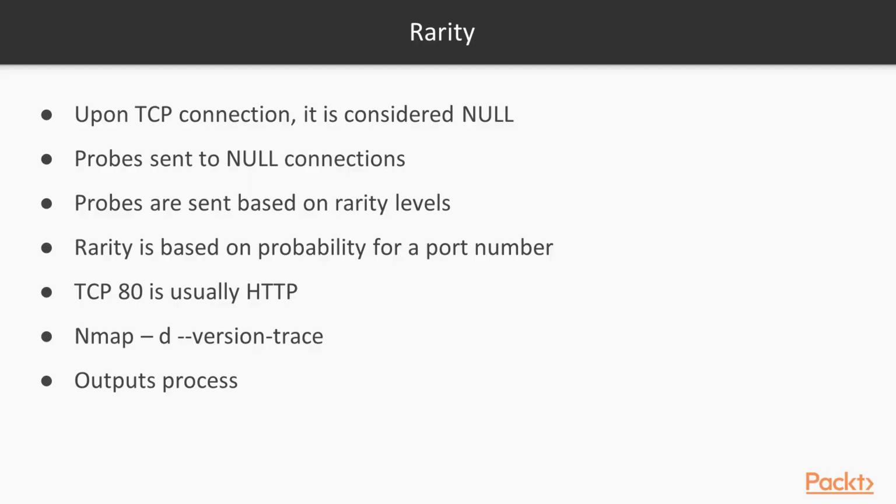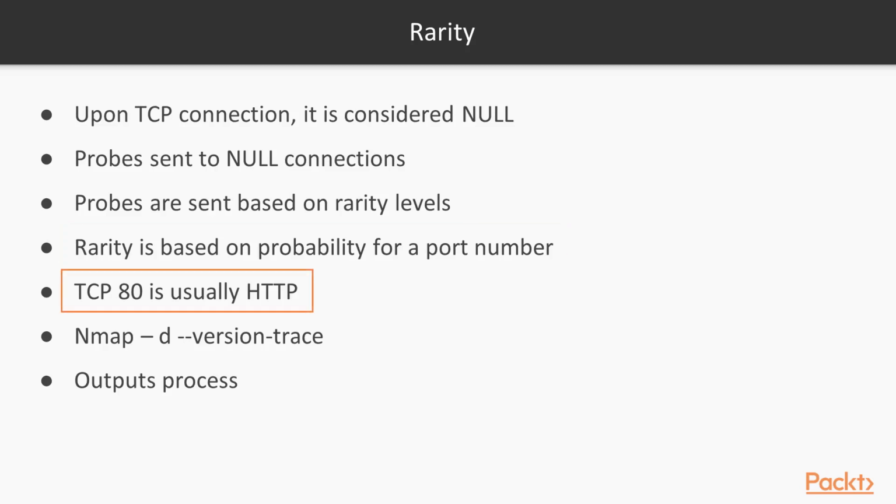So what else does Nmap do? Not only does it read that service banner for the services that provide service banners, but the TCP connections, when they connect with that three-way handshake, it's considered a null connection. We have the handshake, but nothing else is happening. What Nmap then does is it sends probes on those open TCP null connections, and it determines what probes it's going to send based on the rarity level for that port. So basically it's the probability of a specific application running on a certain port.